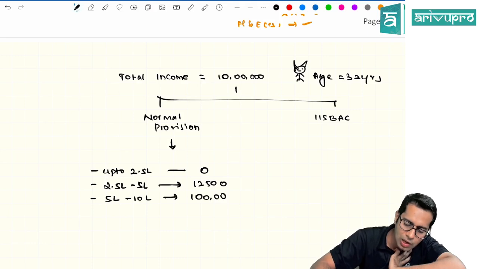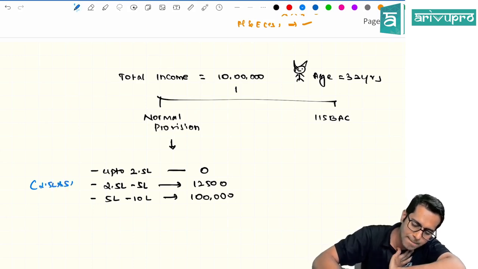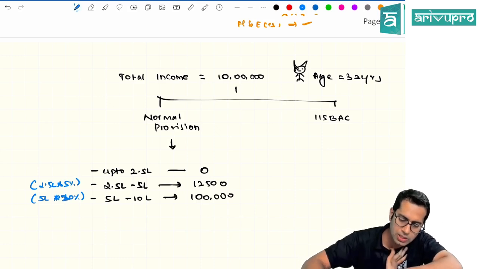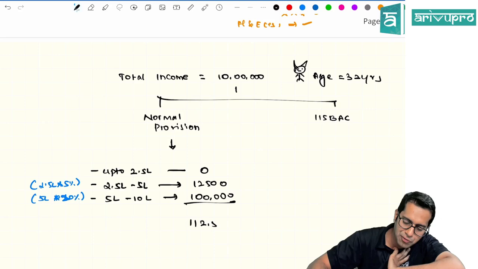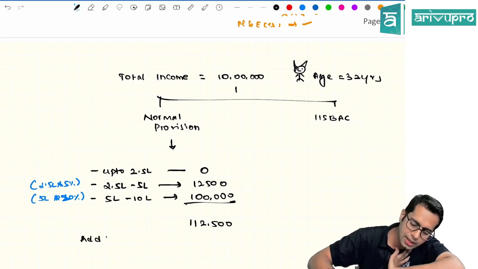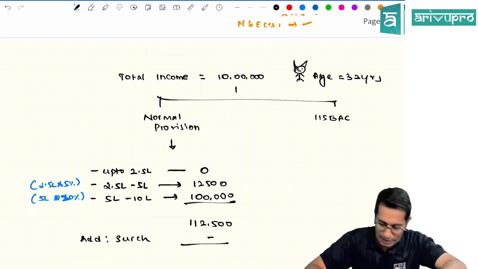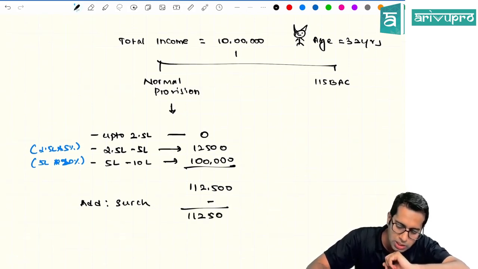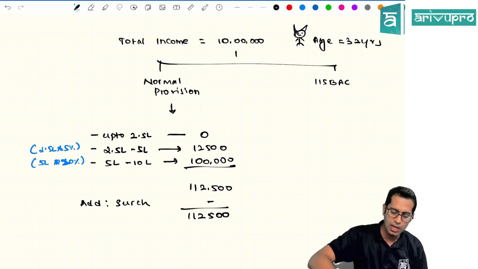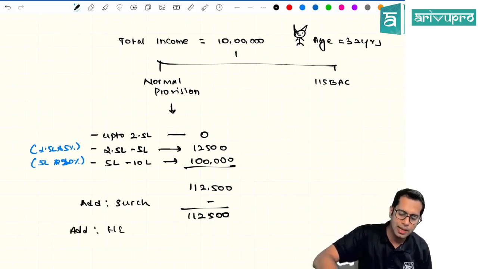Sir, how did you get this amount? Can you please show the calculation? Yes. So for this 2,50,000, 5%. And for this 5 lakh rupees, the tax rate is 20%. Tax rate is how much, sir? 20%. So what is the tax which I have to pay? 1,12,500. To this, I'll add surcharge. It is not applicable because total income is not more than 50 lakh. Therefore, my tax including surcharge is 1,12,500. To this, I'll add health and education cess of 4%.